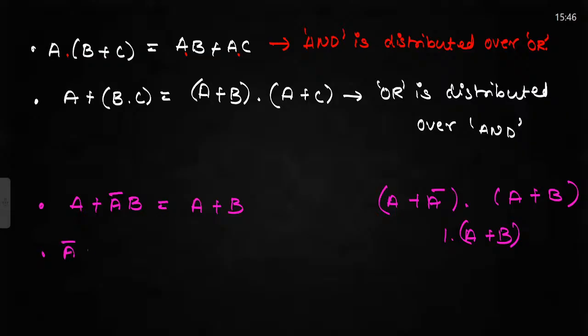And if I am having A bar plus AB, then I will have A bar plus B. Similarly, if I am having A bar plus ABC, then I will have A bar plus BC. So that is what I am trying to say. Now there is another important theorem in digital electronics, that is called the redundancy theorem.